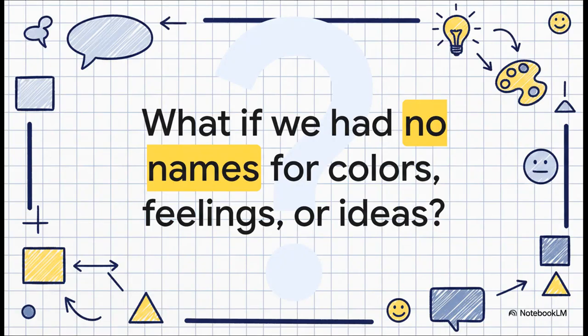Just think about it for a second. What if you had no words for colors, or feelings, or big ideas? How in the world would you describe the sky, or that feeling of pure joy, or the concept of justice? You'd be stuck in a world of constant ambiguity, right? Just struggling to make sense of things. Well, that chaos is exactly what nomenclature is designed to fight.